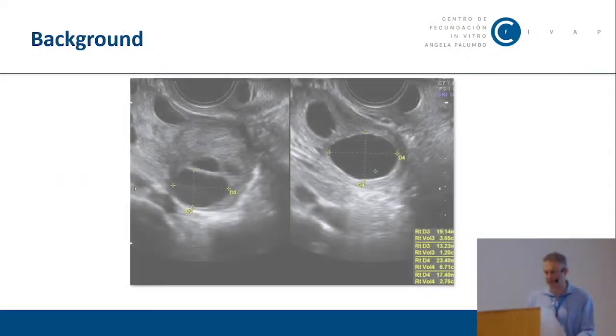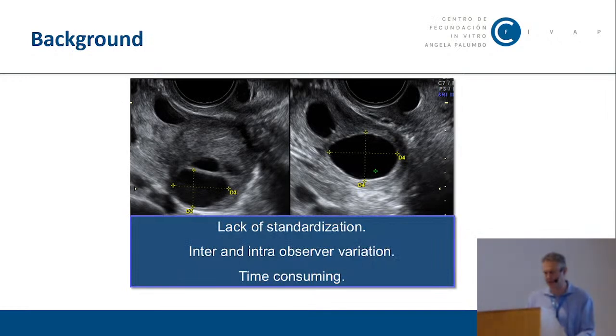Traditionally, follicular growth has been evaluated manually by measuring the two largest diameters of each follicle using transvaginal ultrasound. However, this technique is not accurate because it has a high rate of inter- and intra-observer variation and can be a time-consuming process in patients with many follicles.